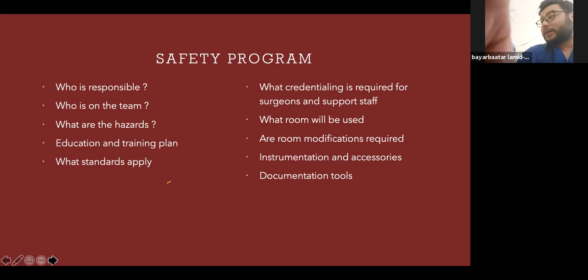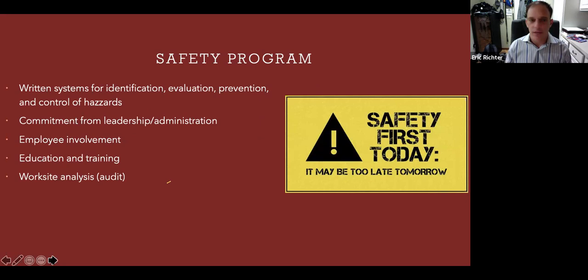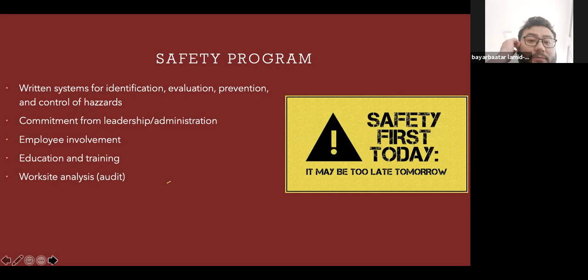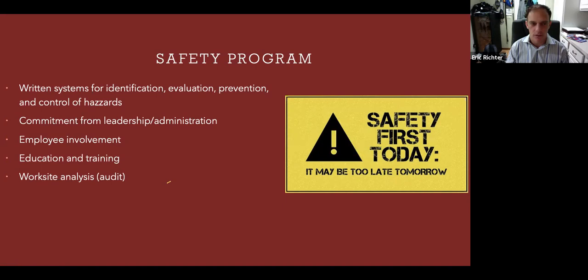Okay, next. So as far as a safety program, you want to have a written system, documentation of identification of hazards, evaluation, prevention, and control. With a laser, it's important to have commitment from your leadership and administration. You want employee involvement, in other words, not just the surgeons, but support staff, ongoing education and training, and then periodic worksite analysis.